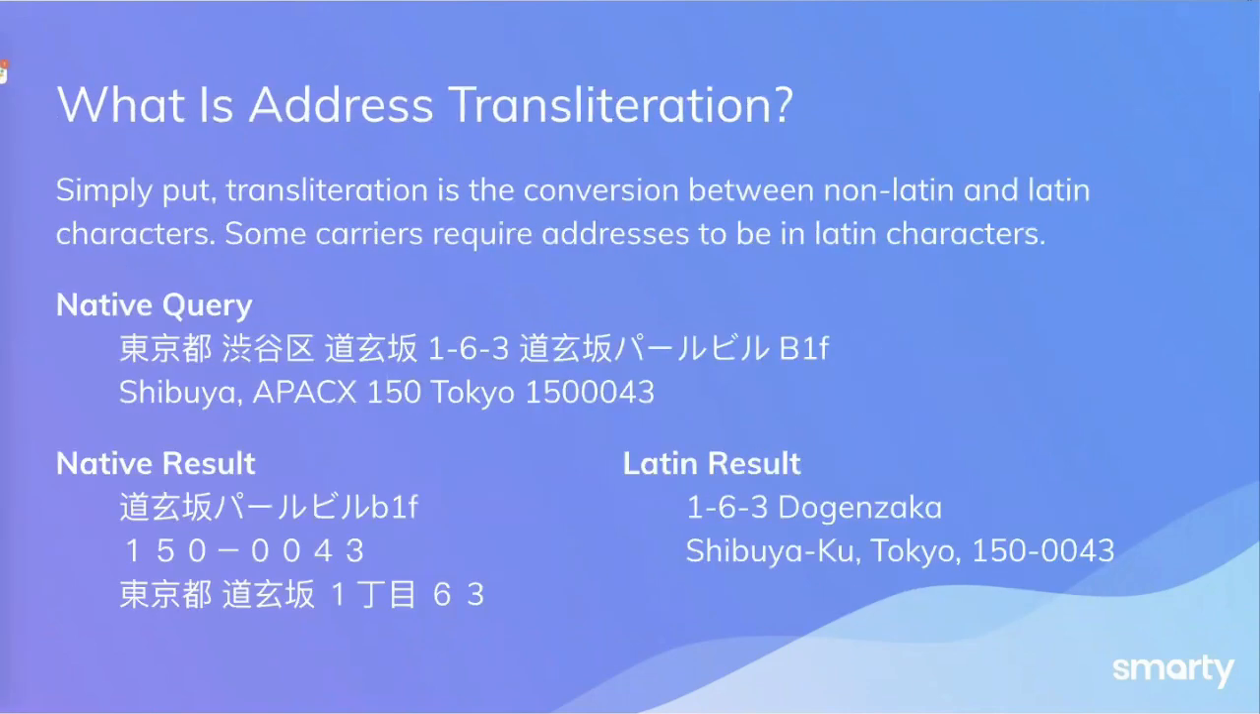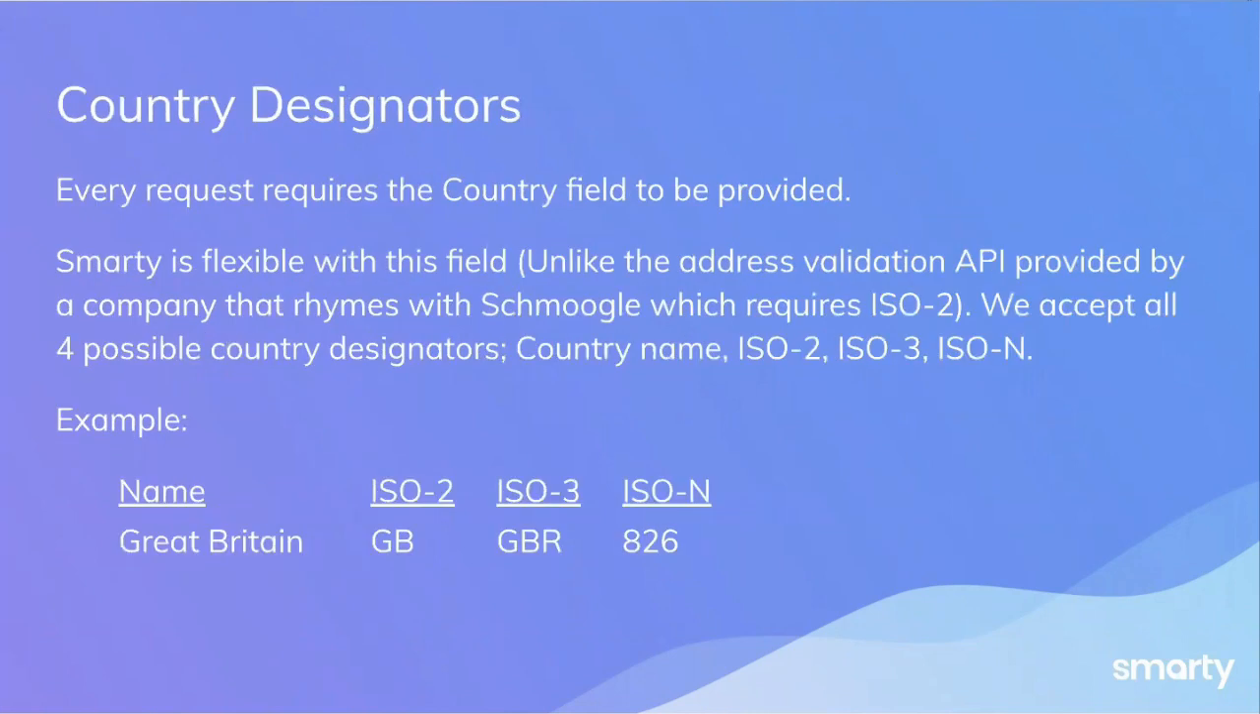And that's what's nice about us allowing you to specify a country in a bunch of different ways. If you get some data queries from some third party and all they specify is an ISO N, for example, a country number, then, hey, we'll take that. If you use some other address verification service, you're going to have to worry about, okay, what does 826 mean? Oh, it's Great Britain. Okay, well, you can't put in GBR. Oh, you got to do GB. We're much more flexible in that regard.